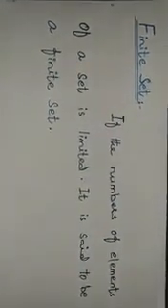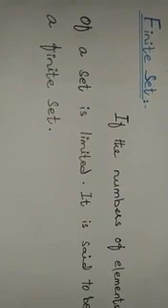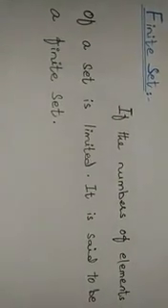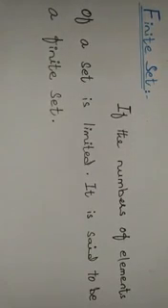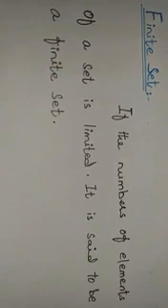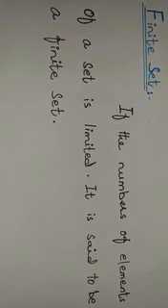But before starting question number 2, we need to know what a finite set, an infinite set, and a null set are. So, first one is the finite set. What is a finite set? If the number of elements of a set is limited, it is said to be a finite set. In simple words, we can say a set of numbers that has a beginning and an ending.